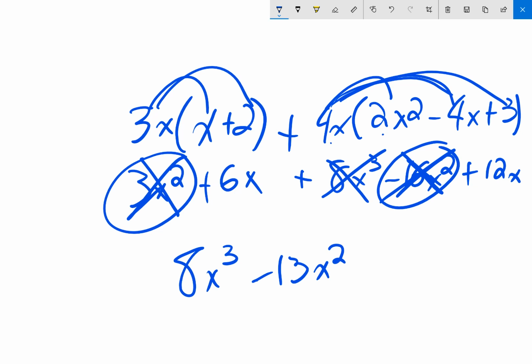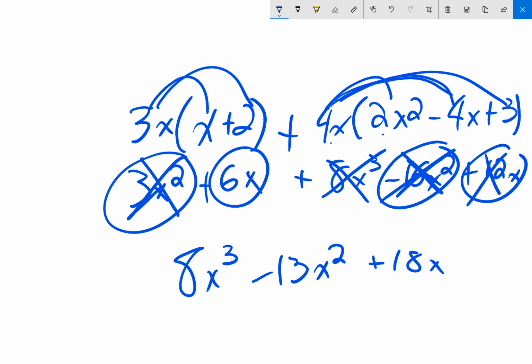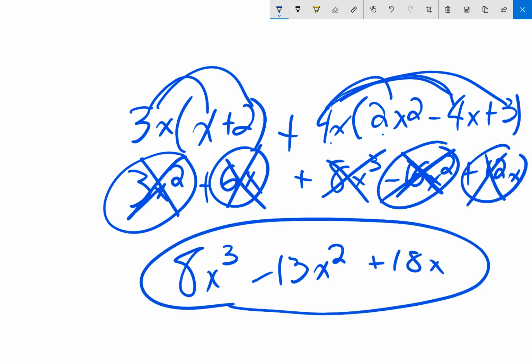Now let's take care of the x terms. I got 6x plus 12x. And combining those, 6 plus 12 makes 18, so that's going to be 18x. And I've taken care of all the terms. This will be my final answer. So it's just distribute and then add your like terms together.